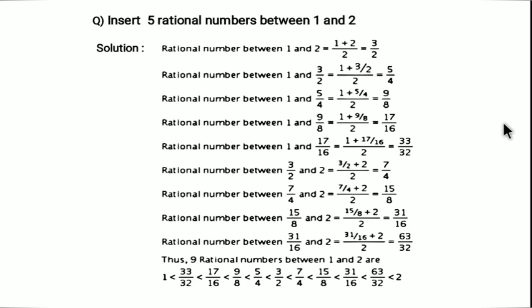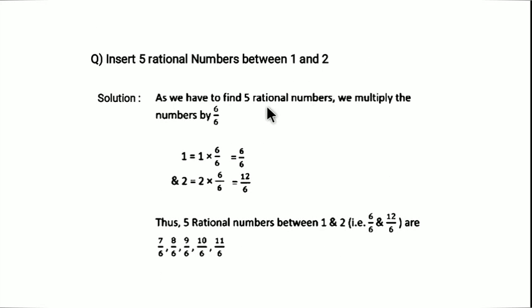So by following these steps, the rational numbers between 1 and 2 can be obtained. In this case, the rational numbers between 1 and 2 obtained by this method are 33 upon 32, 17 upon 16, 9 upon 8, 5 upon 4, 3 upon 2, 7 upon 4, 15 upon 8, 31 upon 16, 63 upon 32. Thus we can find an infinite number of rational numbers between two given rational numbers.